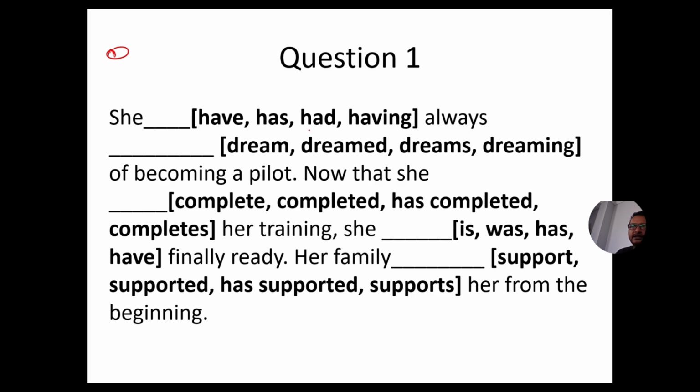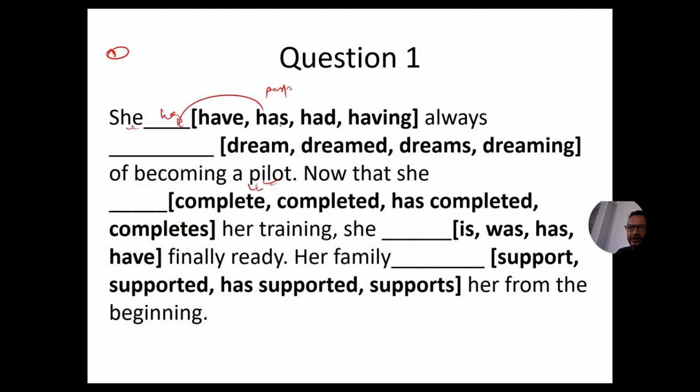Let's do it. She dash always dreamed of becoming a pilot. The options are has, have, had, having, right? So what would be the answer? She has always dreamed of becoming a pilot, because this is the present perfect tense, right? If you are talking about something in the present perfect tense, you need to have has or have plus B3. Now she is singular, so has. She has always dreamed of becoming a pilot, right?